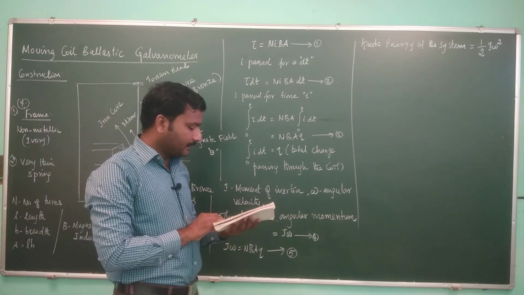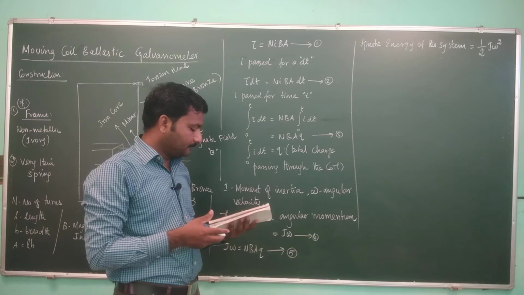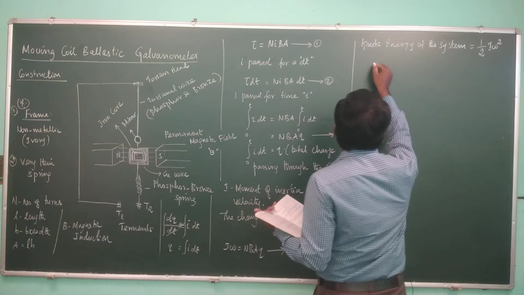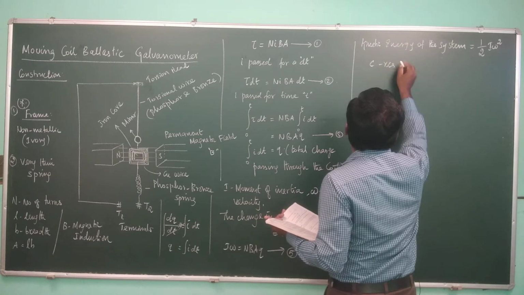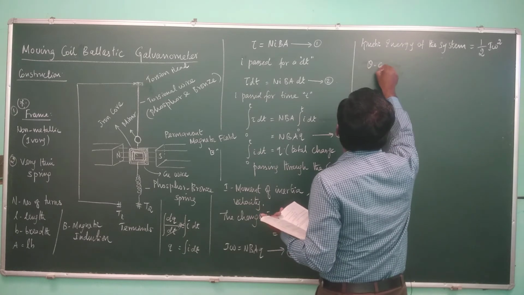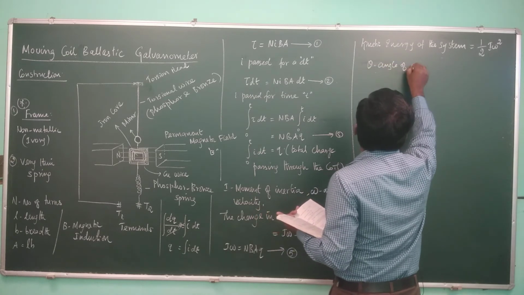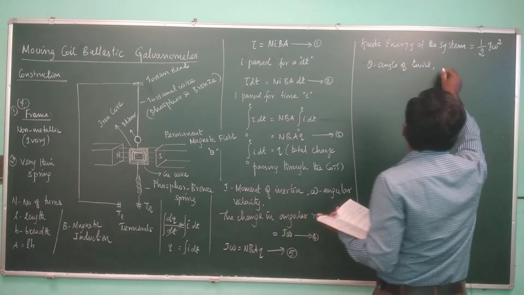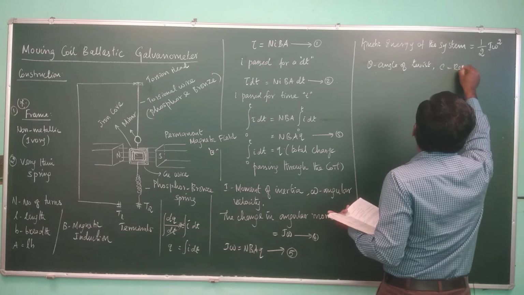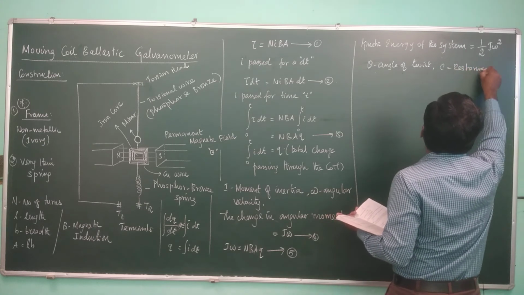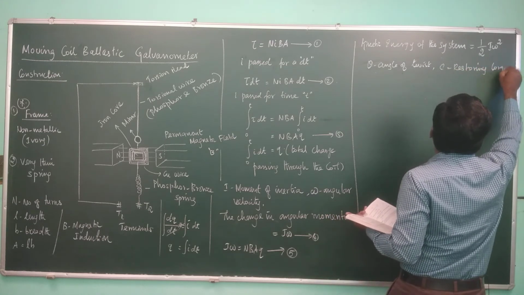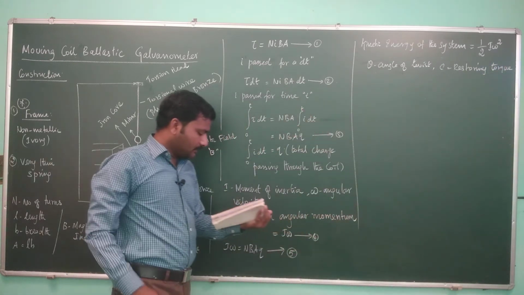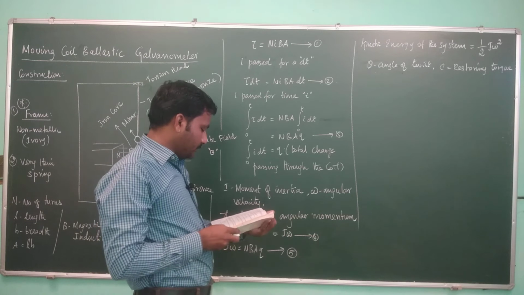So we can denote the restoring couple, right? Restoring torque per unit twist. So C is the restoring torque. Theta is the angle of twist for the above kinetic energy. C is the restoring torque per unit twist.